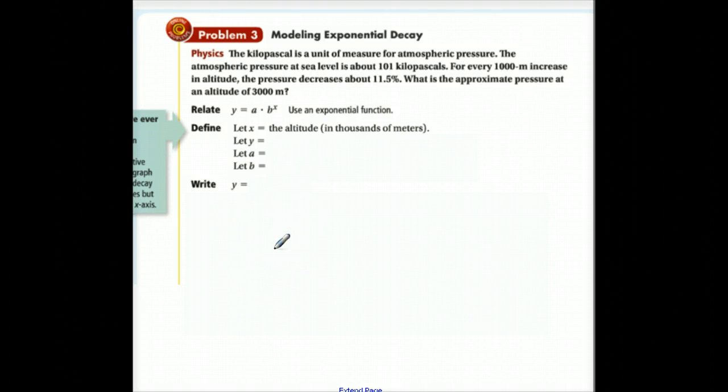Kilopascal is a unit of measure for atmospheric pressure. The atmospheric pressure at sea level is about 101 kilopascals. For every 1,000 meters increase in altitude, the pressure decreases about 11.5%. What's the approximate pressure? So we're going to write this formula.